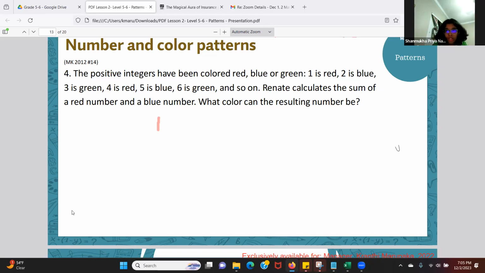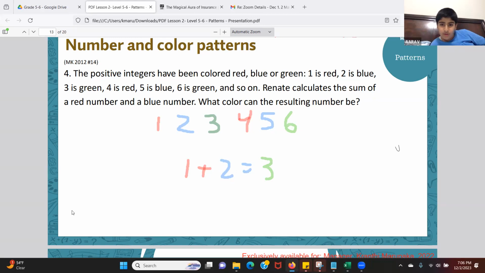But just to check my theory, I'll do 4 plus 5, which is equal to 9. So 4 is red, 5 is blue, 6 is green, 7 is red, 8 is blue, 9 is green. So the resulting number has to be green. I think that's the answer. The color of the resulting number has to be green. That answer is correct.